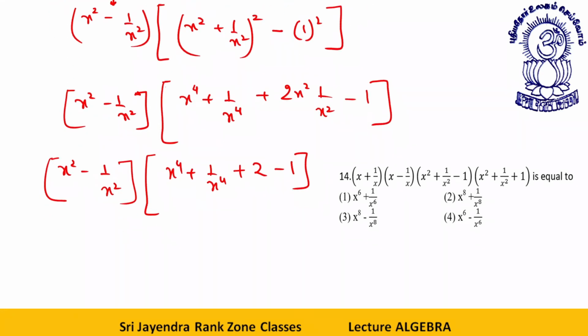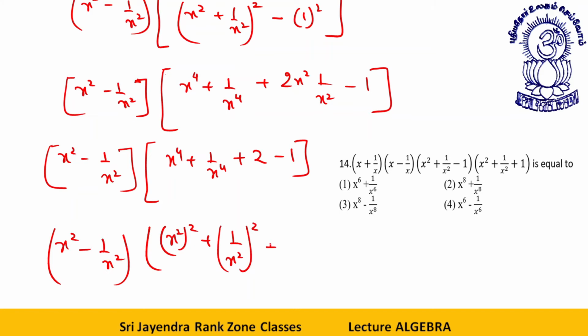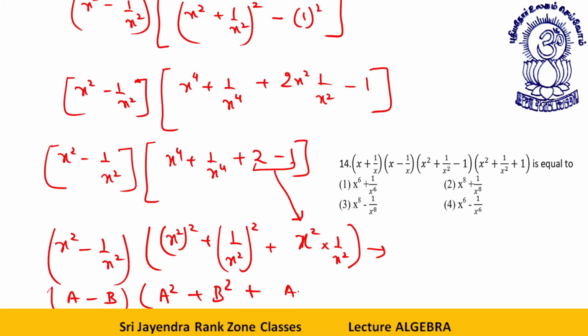Now what does it become? Look dear student, this is written (x² − 1/x²), then (x²)² + (1/x²)² + 1. This 2 minus 1 is 1. This one I am reading as x² into 1/x². Now, my dear students, what is this written? This is written (a − b) in one bracket. In the other bracket, it is a² + b² + ab. This is the formula for a³ − b³.